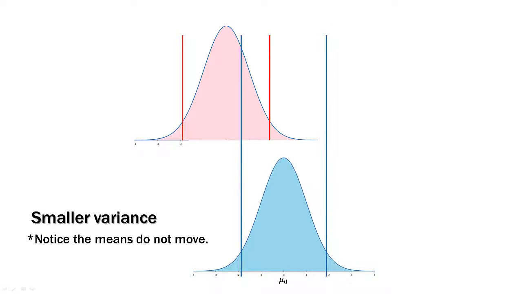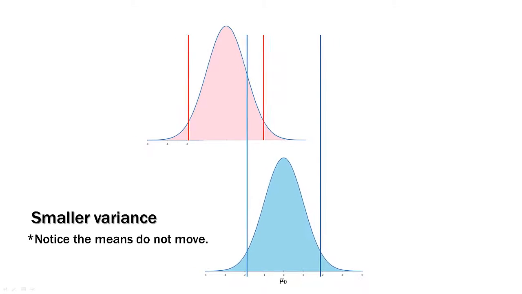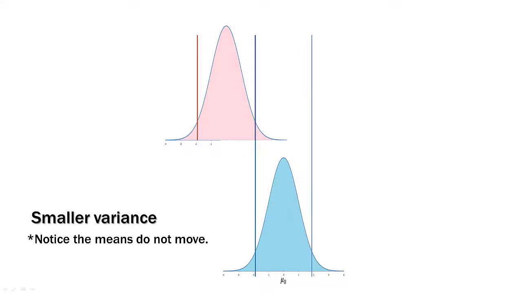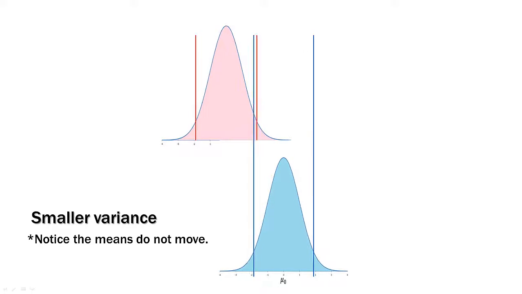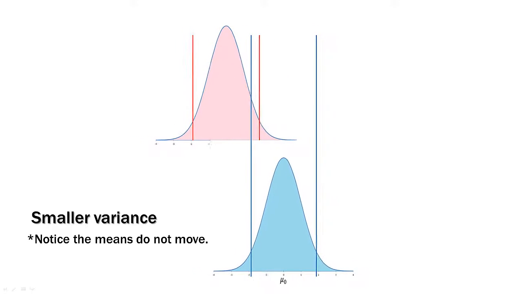We can also talk about variance. So in this case, smaller variance. Now notice in this animation that the means of these distributions do not move. The variances decrease, but the means do not move. So we can differentiate these population distributions strictly on variance.